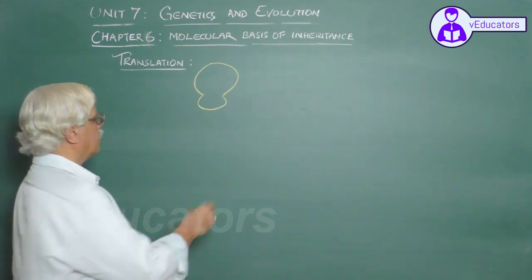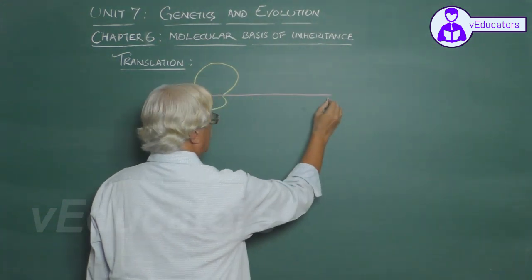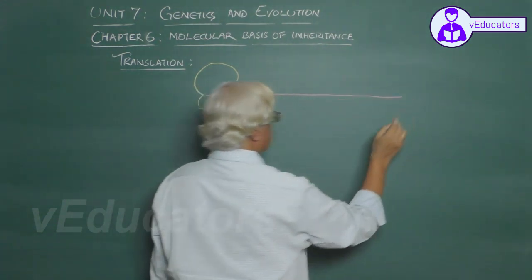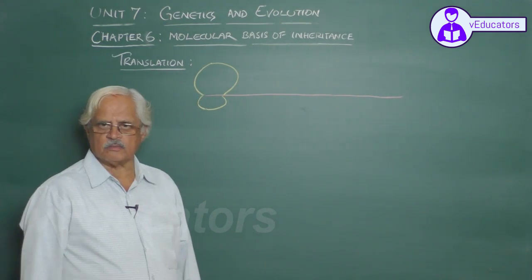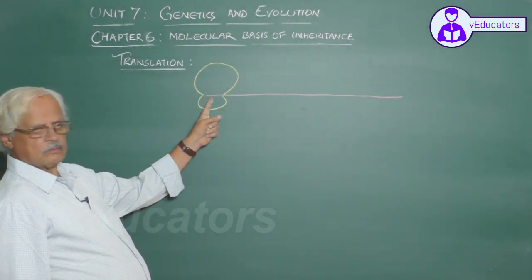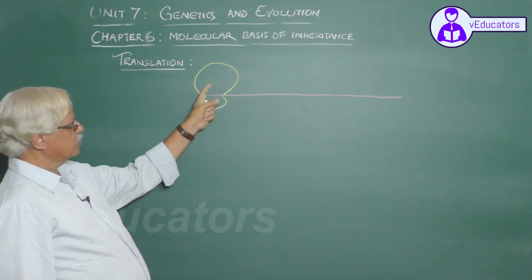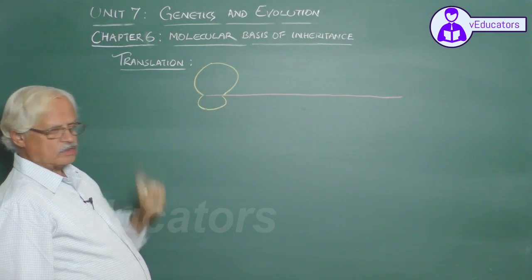When the mRNA, let us assume this is the mRNA chain. The mRNA now aligns at the junction of the larger subunit and the smaller subunit.